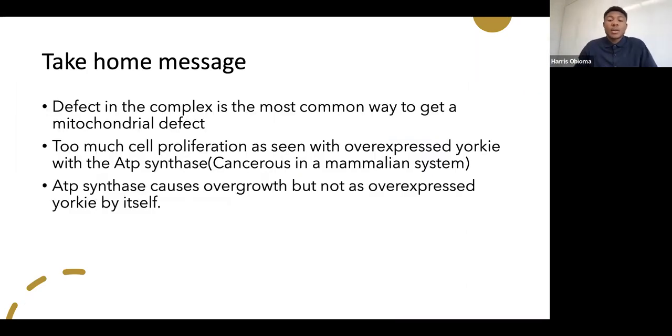So the take-home message: a defect in the complex is one of the most common ways to get a mitochondrial defect, and we were trying to find a way to fix this through the Hippo pathway. Too much cellular proliferation, as seen with overexpressed Yorkie, can be cancerous in the mammalian system. But as we saw, it's still progress. ATP synthase causes overgrowth too, but not as much as overexpressed Yorkie by itself. The model has been somewhat saved with Yorkie, but it still overshot the goal.